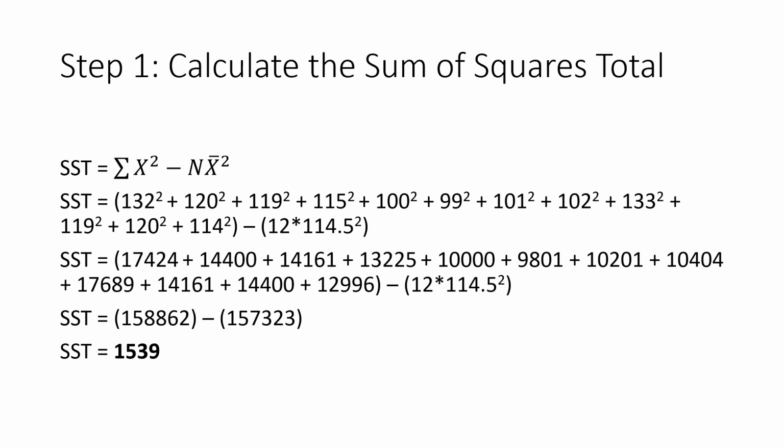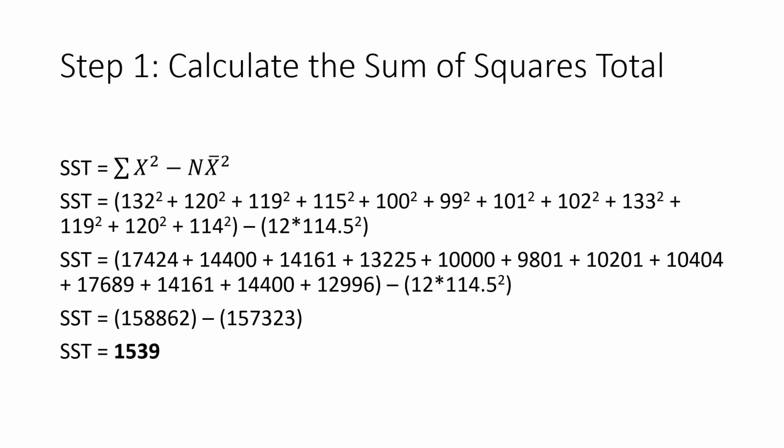You can see in the next row down, we have SST equals, and then in parentheses, you'll see that I've taken each of the 12 scores from the data set we're using, squared each one of them, and added them up. And then I subtract, in parentheses, 12, because that's the number of cases, times the average, which I've calculated for you, 114.5 squared. In the next line down, I've carried that a step further. I've squared each number, but haven't added them up yet.